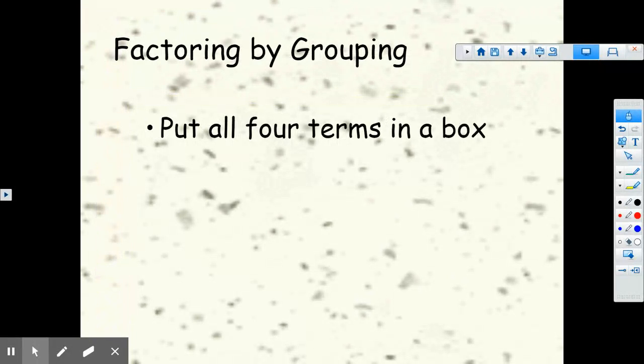All right. So the second type of factoring that we're going to talk about today is called factoring by grouping. And I think we've already touched on this a little bit. In this kind of method, if there are 4 terms, I'm going to put them all in the box, and I'm going to work to the outside.